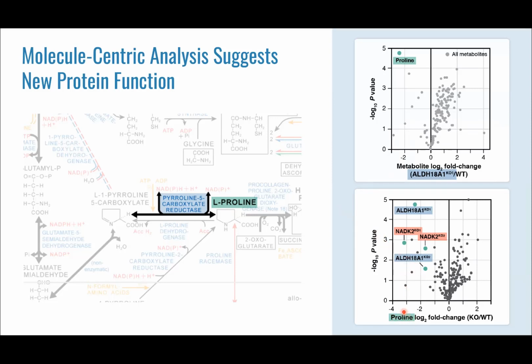the abundance of proline. So now every dot is showing us the abundance of proline in a different knockout cell line. And we can see these two different ALDH knockouts are both downregulating proline, which we would expect, but we also see this gene NADK2, knockout 1 and knockout 2, both also showing us a downregulation in proline. And so now we can assume that NADK2 might have something to do with this particular pathway.